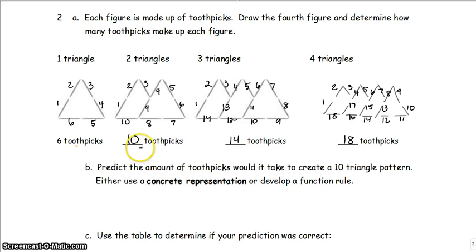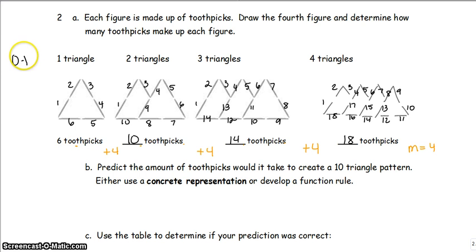So if I go from 1 triangle to 2 triangles, I'm adding 4 toothpicks. If I go from 2 triangles to 3, I'm adding 4 toothpicks. From 3 triangles to 4, I'm adding 4 toothpicks. So what that tells me is that my slope is 4 toothpicks for every single triangle I'm adding. Now hopefully you remember that our starting point is not going to be 6. Our starting point is when we are at 0, not at 1.